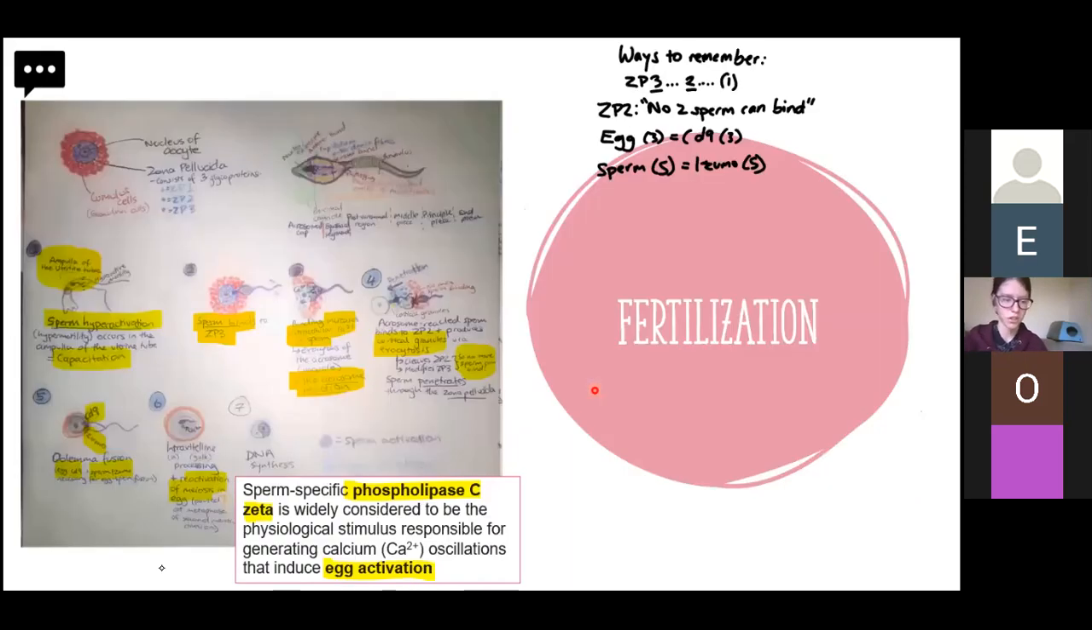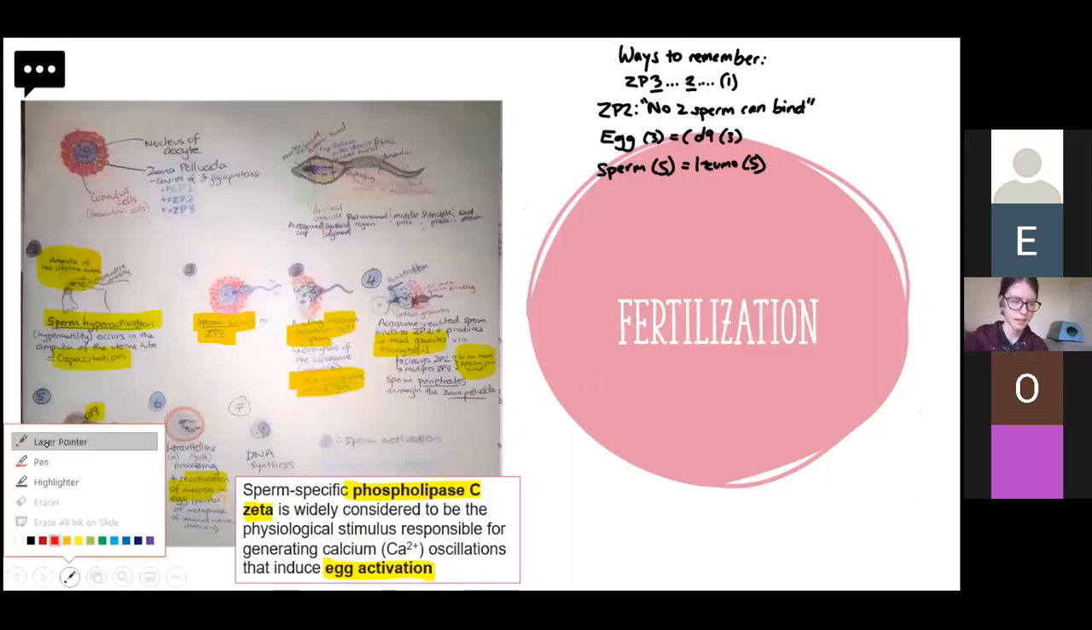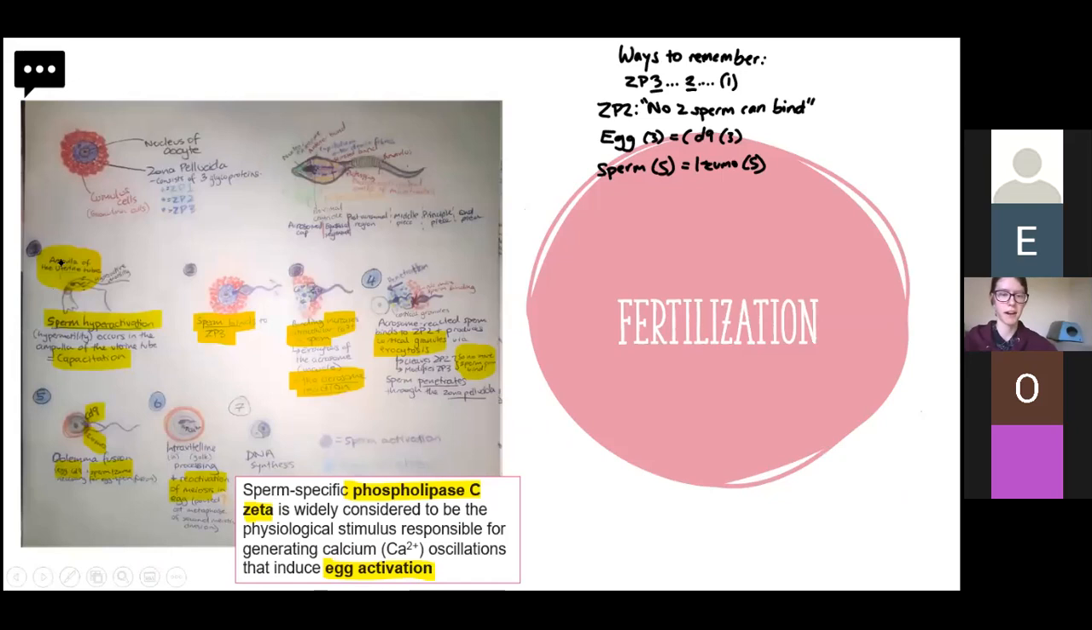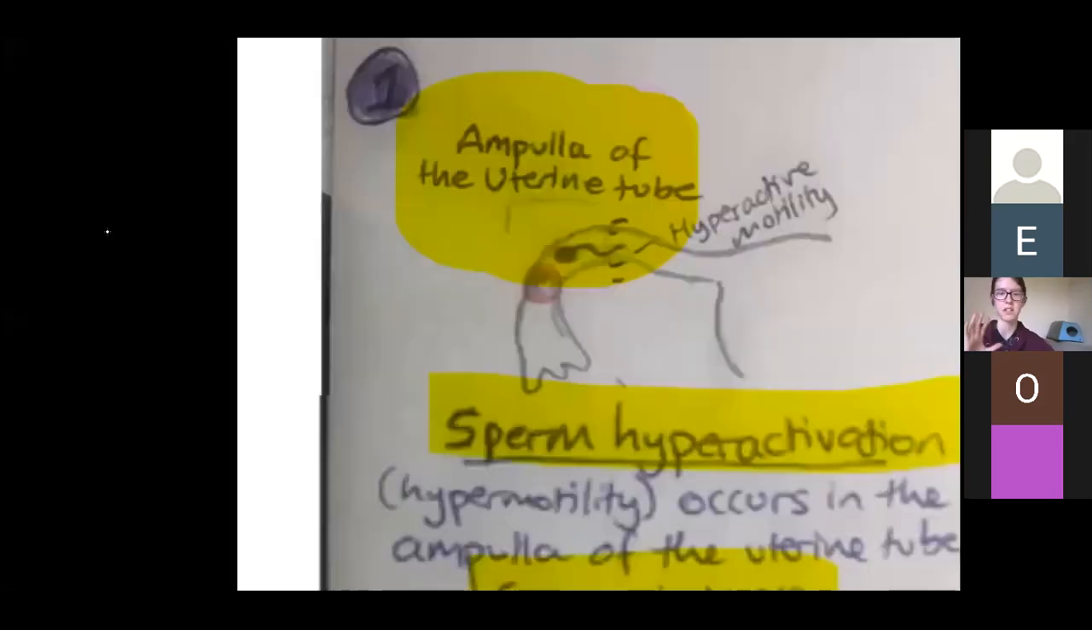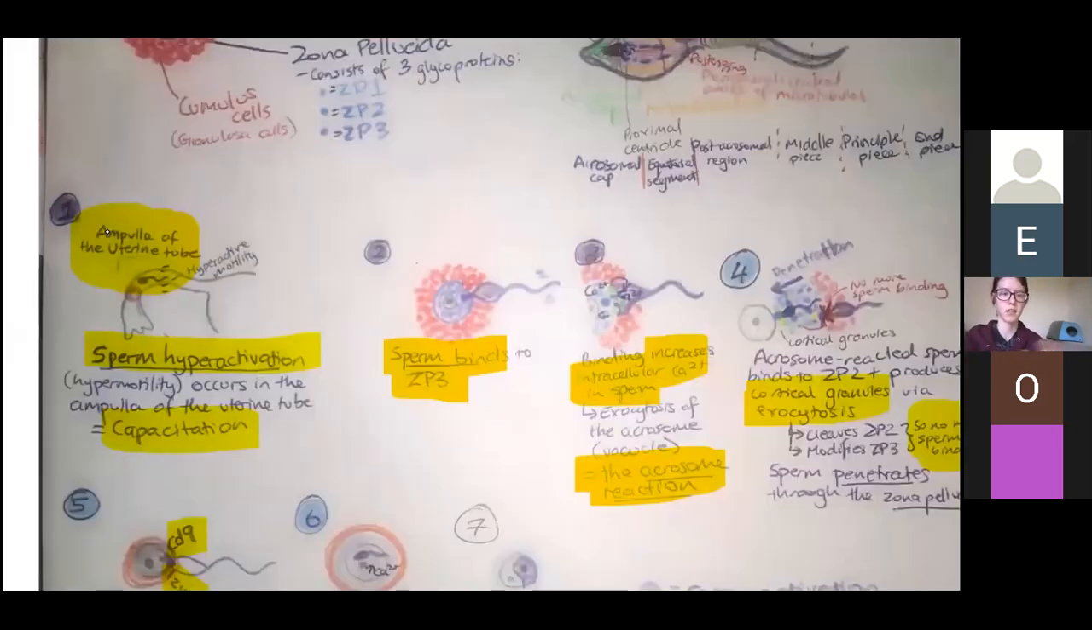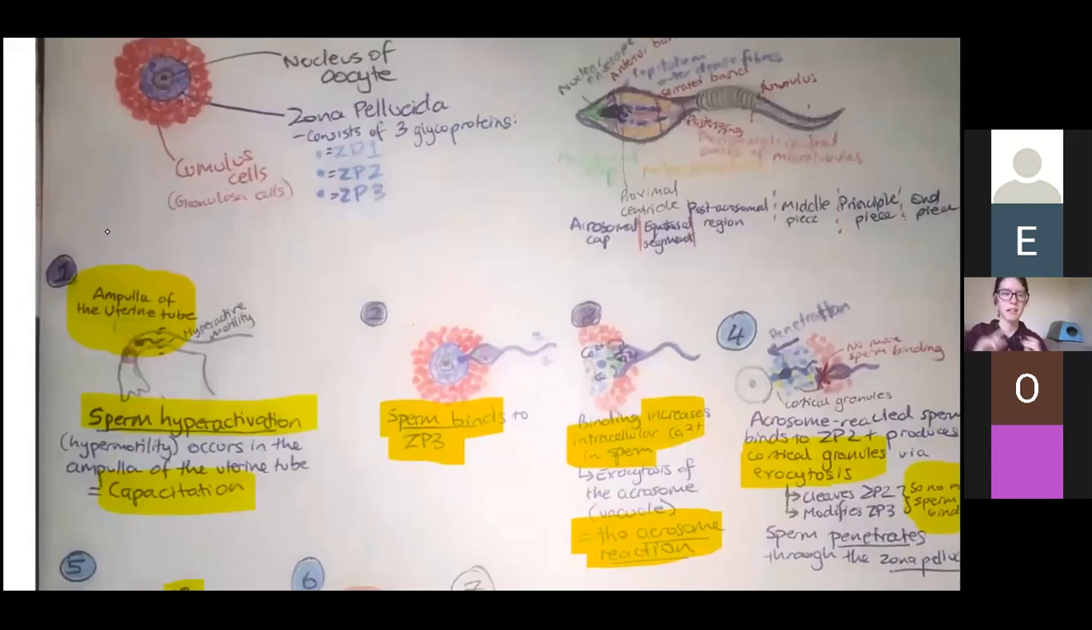Fertilization is also tricky. I think menstrual cycle and fertilization are the most conceptually tricky out of all of them. So you need to know the steps. One, the sperm gets up to the ampulla of the uterine tube, and that's when you get sperm hyperactivation. So it goes super fast, and so it can shoot like an arrow into the egg and stick there. And that's called capacitation. Then the sperm binds to ZP3.